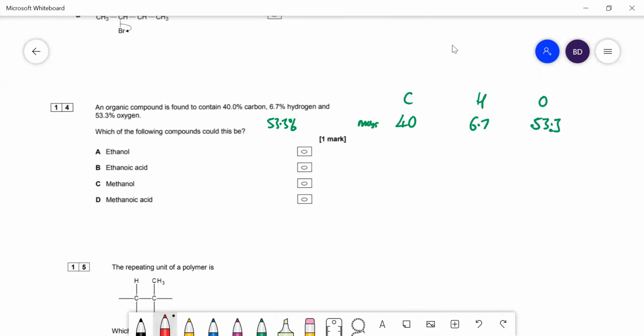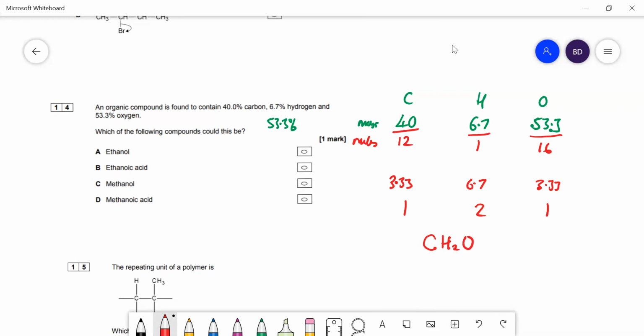How are we going to work out the moles? We'll divide by the Ar, the atomic mass. So that's over 12, that's over 1, that's over 16. That gives us 3.33 moles of that, 6.7 moles of that, 3.33 moles of that. So the formula we can see is 1, 2, 1. So CH2O is the empirical formula.